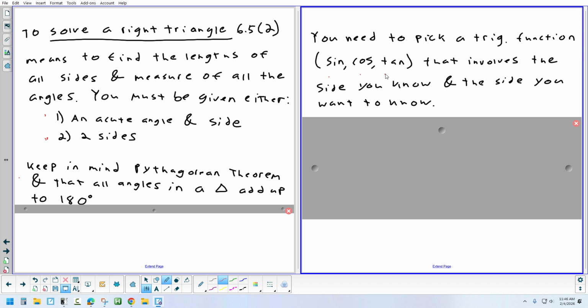Do you know the opposite side, and maybe they want you to find the adjacent? Well, opposite and adjacent is tangent. If they give you opposite and say find the hypotenuse, you've got to think, opposite and hypotenuse, which trig function is that? Sine. So we're going to look at the sides and figure out which trig function to use based on that.